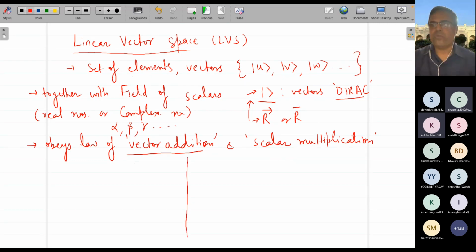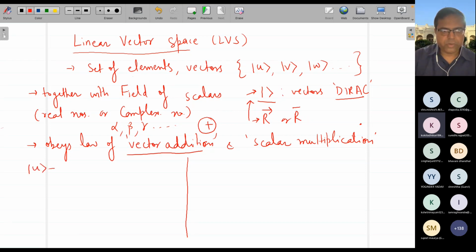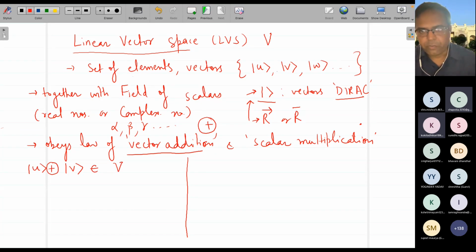What are those laws of vector addition and scalar multiplication? So I will define vector addition as this plus, and I will define scalar multiplication as this dot. Any addition of the vectors, if I am going to do vector addition, will belong to the same vector space in which my original vectors are. So this set of element vectors constitutes this vector space. If I add them, u plus v, using my rule of vector addition, then it will still be in the same space.